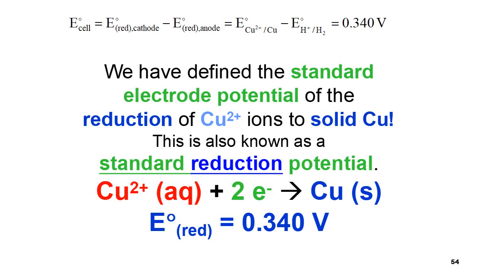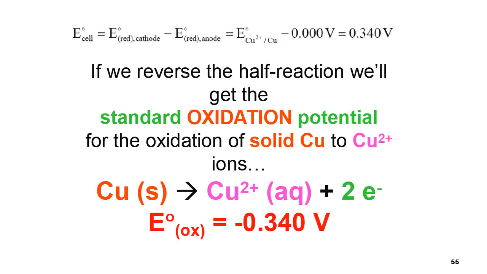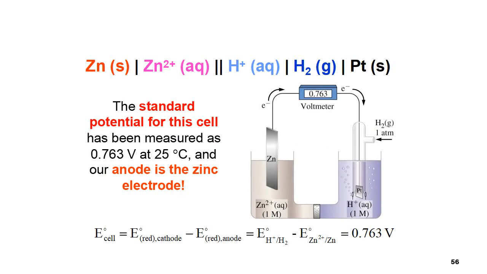So far we have defined the standard electrode potential of the reduction of copper 2 ions to solid copper metal. This is also known as a standard reduction potential. Otherwise, if we reverse the half reaction, we will get the standard oxidation potential for the oxidation of solid copper to copper 2 ions. Have a look at this cell. The standard potential for this cell has been measured as 0.763 volts at 25 degrees Celsius, and the anode used is the zinc electrode.